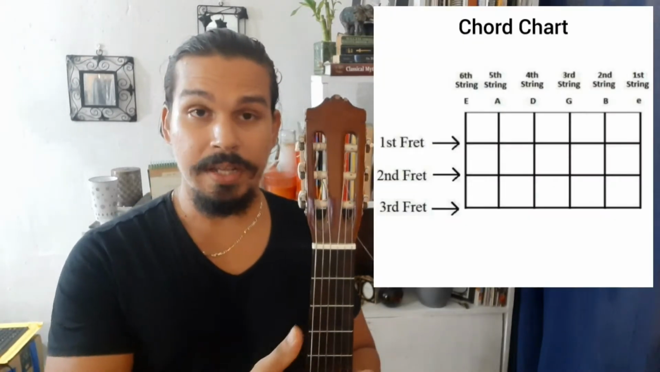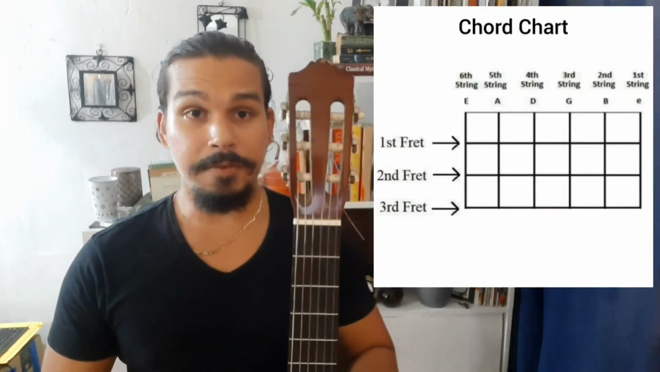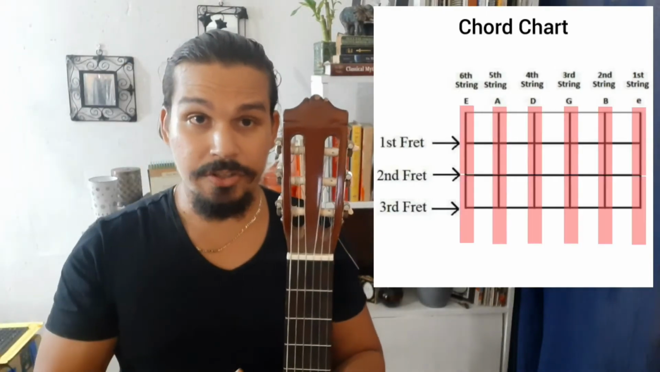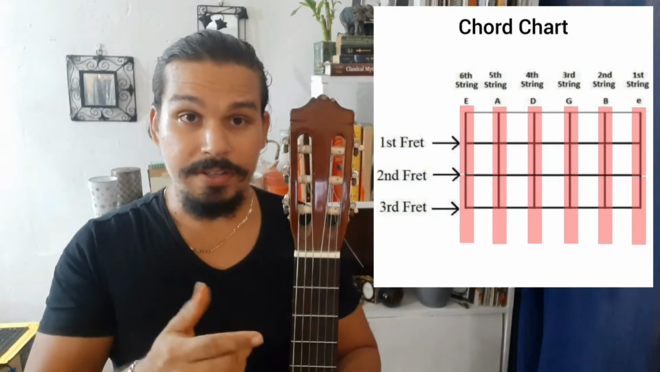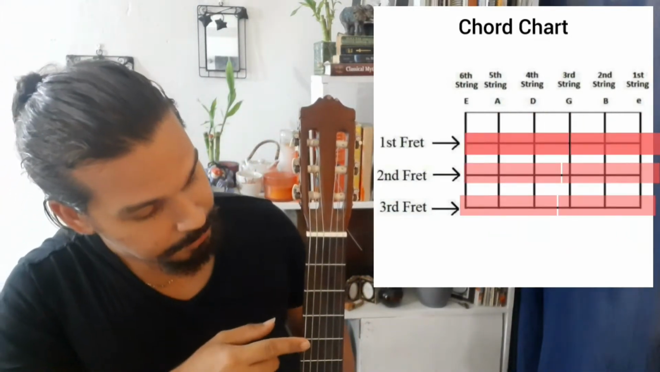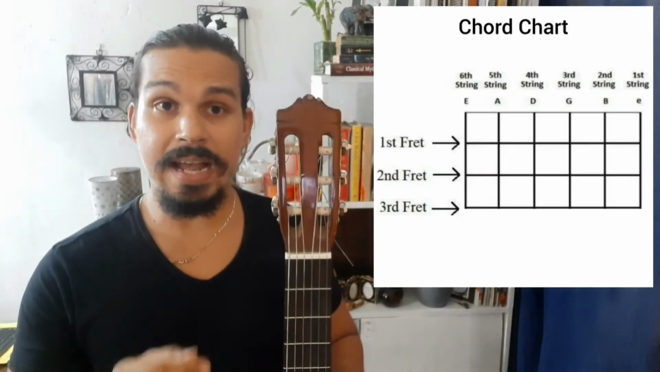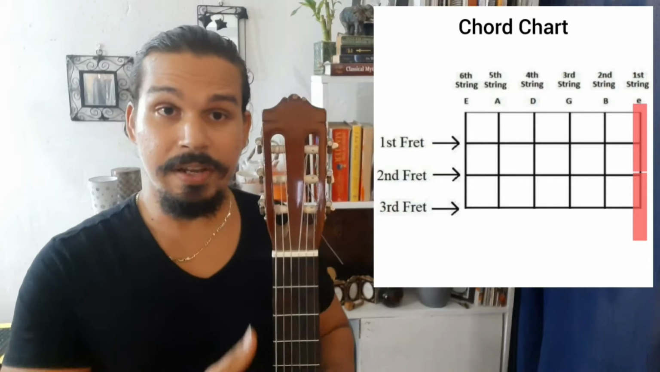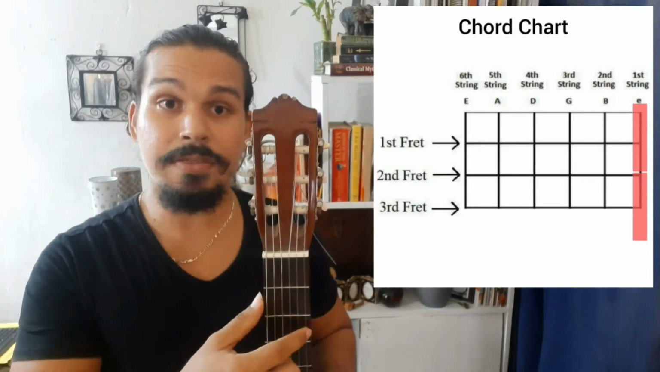Now a chord chart is basically a guitar in a vertical position. So the strings go vertically just like the guitar and the frets go horizontally just like the guitar in a vertical position. So now let's play the strings highlighted in red on the chord chart. So the first string highlighted in red is the first string of the guitar. That's the thinnest one.